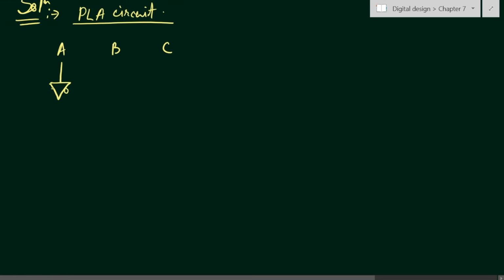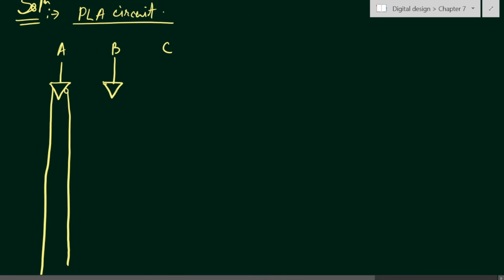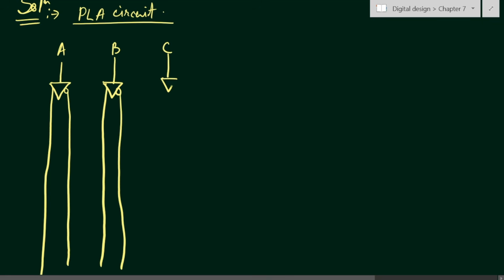Here we will have the normal input. Suppose this one is the normal input line and this one goes through the inverter, so here we will have A bar. Similarly B will pass through a buffer inverter combination. In this line we will have B, and in this line we will have B bar. Similarly for C also we will use a buffer inverter combination. The normal buffer output is C, and here we will have the inverted output C bar.